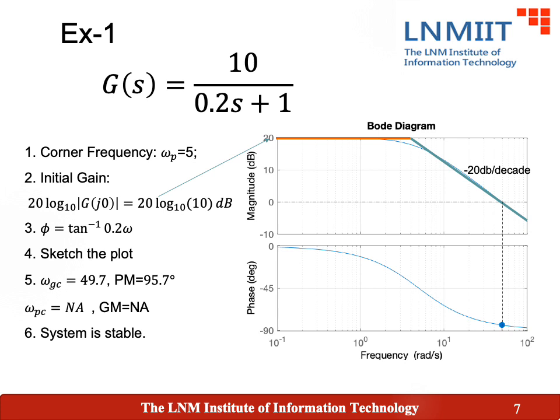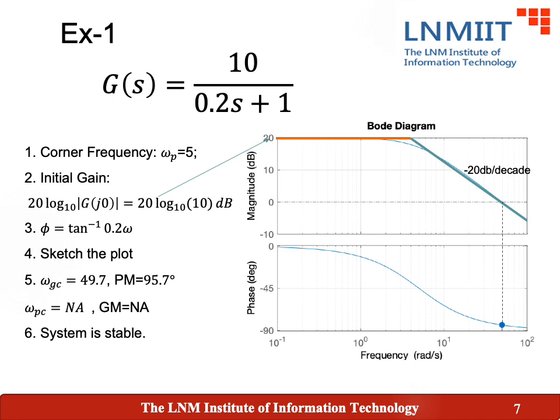So the value of the angle is something around 84.3 degree, and the difference between this angle and the minus 180 degree line will be 180 minus 84.3 degree. So we will have this phase margin of 95.7 degree. The difference between this angle and the minus 180 degree line gives you an angle of 95.7 degree. So the system will have a phase margin of 95.7 degree.